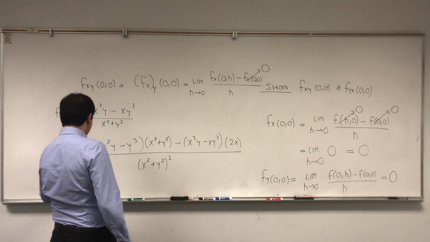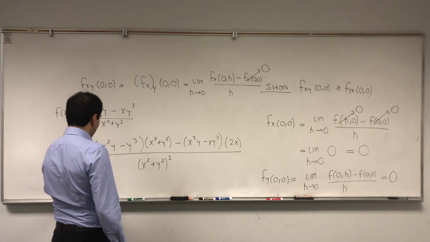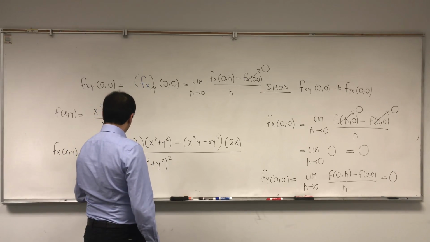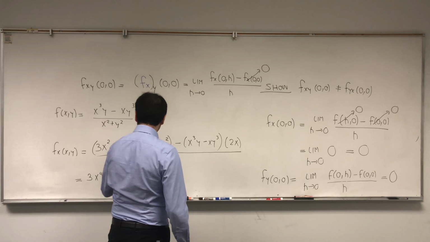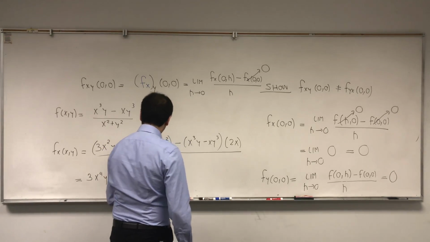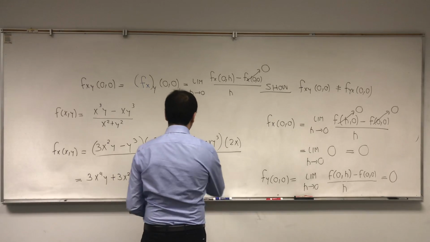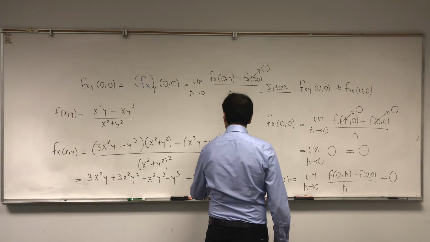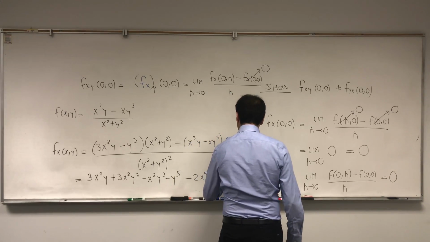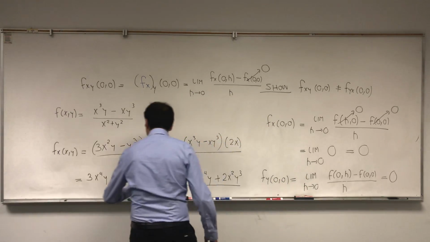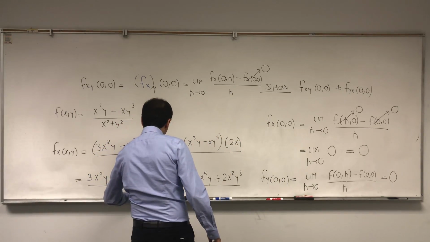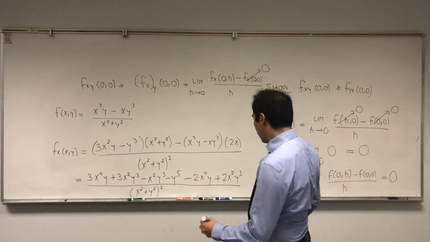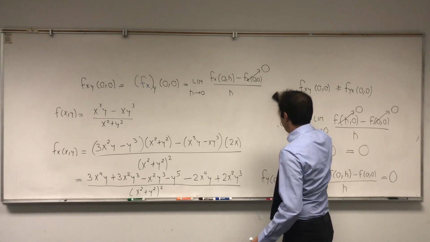So then we get 3x to the 4th y, plus 3x squared y cubed, minus x squared y cubed, minus y to the 5th, and then minus 2x to the 4th y, and then plus 2x squared y cubed. Again, divided by (x squared plus y squared) squared. Okay, I know this looks like a horrible expression, but I think it simplifies.